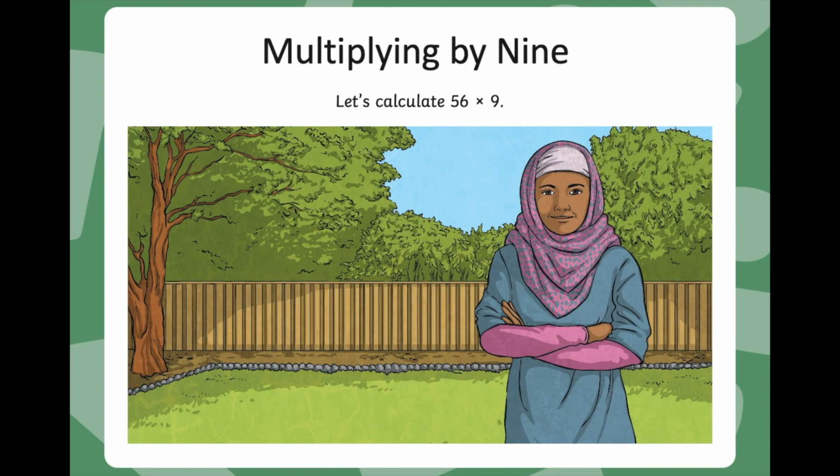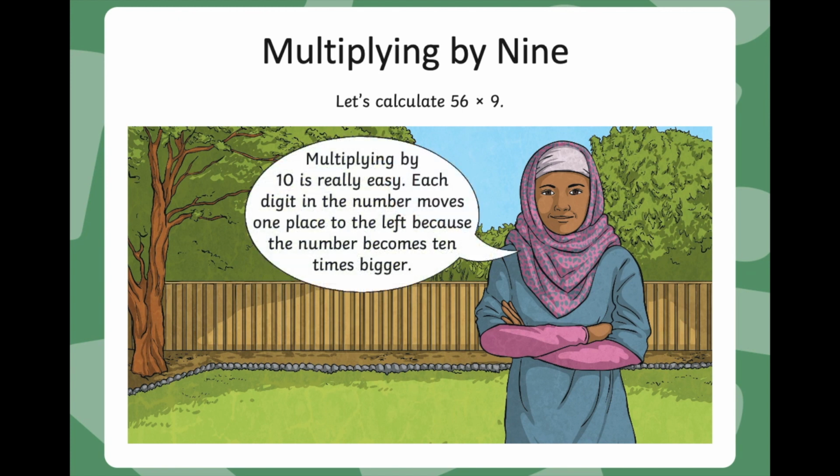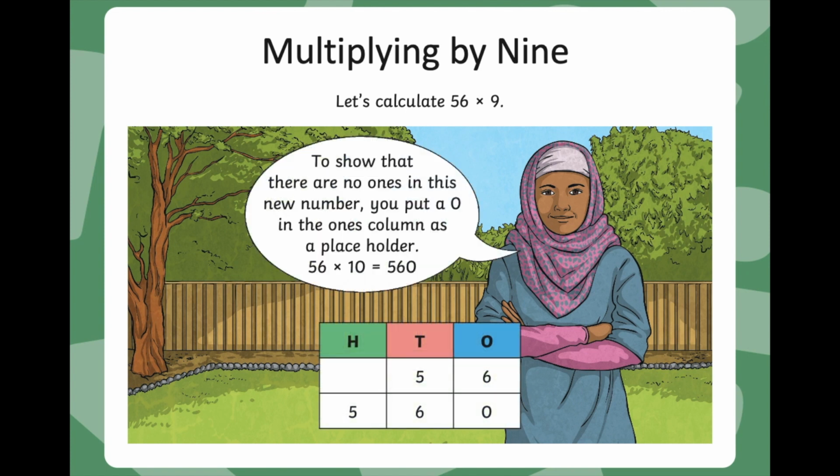Multiplying by 9. Let's calculate 56 times 9. Multiplying by 10 is really easy. Each digit in the number moves one place to the left because the number becomes 10 times bigger. To show that there are no ones in this new number, you put a 0 in the ones column as a placeholder. So 56 times 10 equals 560.